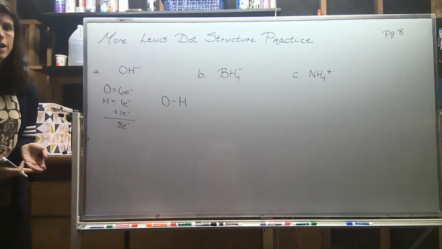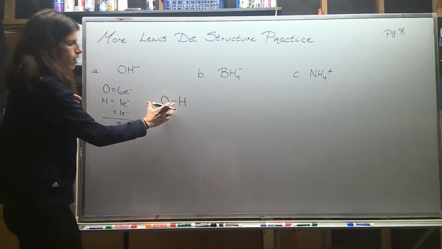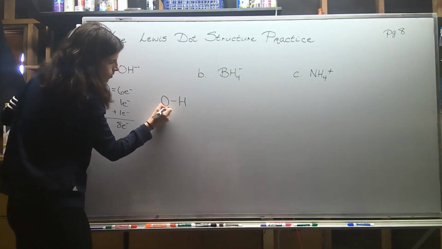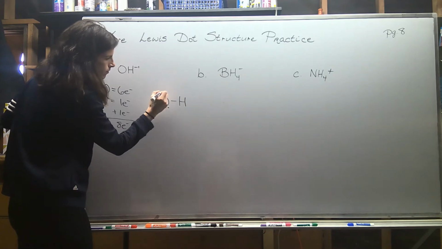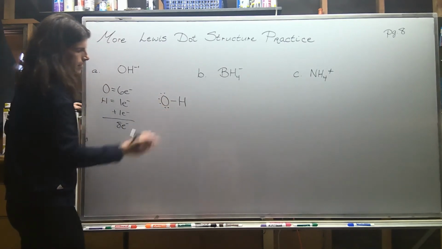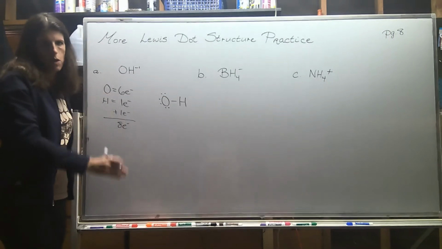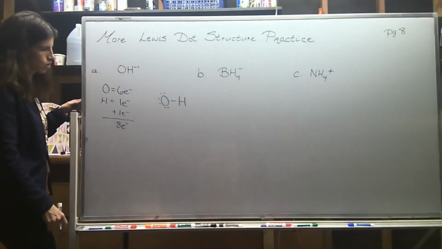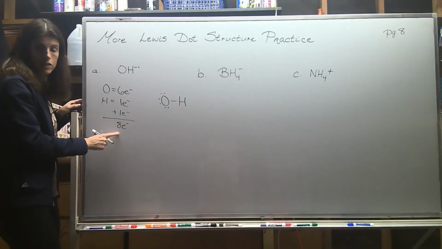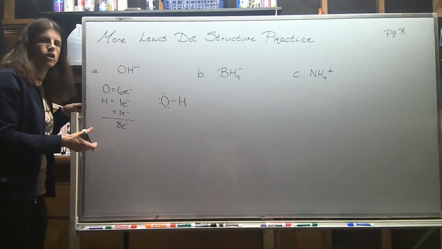We want to satisfy the octets. So right now oxygen has 2 electrons. So I'm going to put 6 more around it. So I have 2, 4, 6, 8. Hydrogen, remember, just wants to do that one single bond. Hydrogen's good to go. 2, 4, 6, 8. I've used exactly 8 electrons. So this is a correct structure.